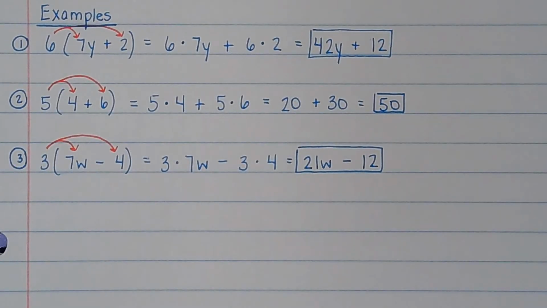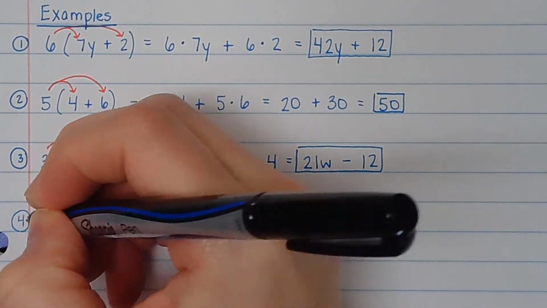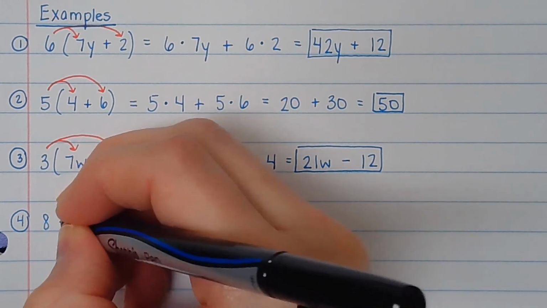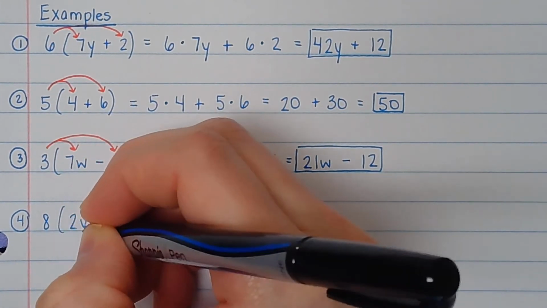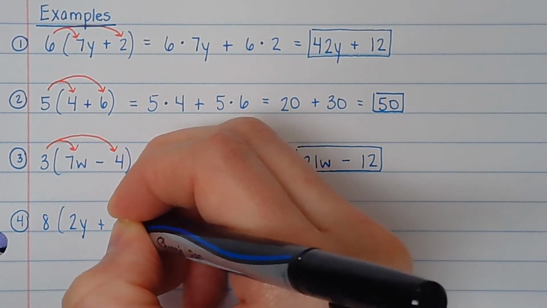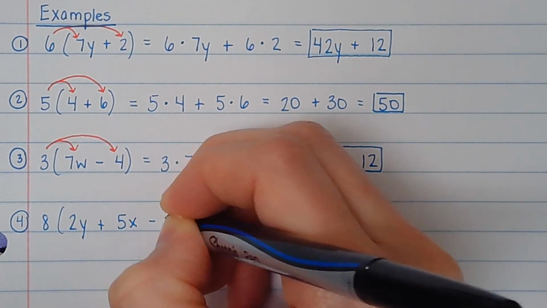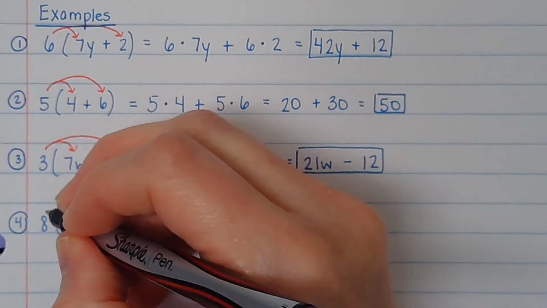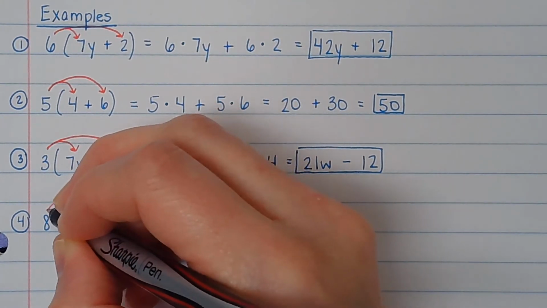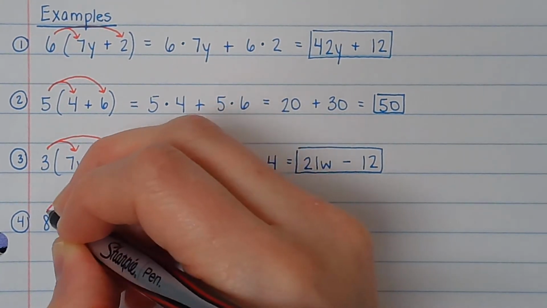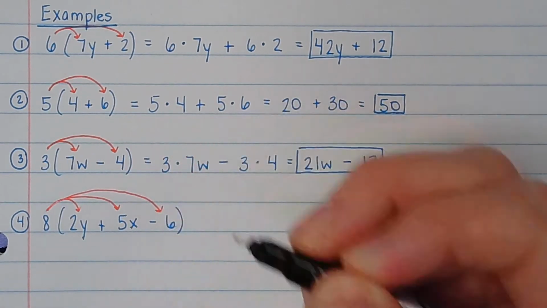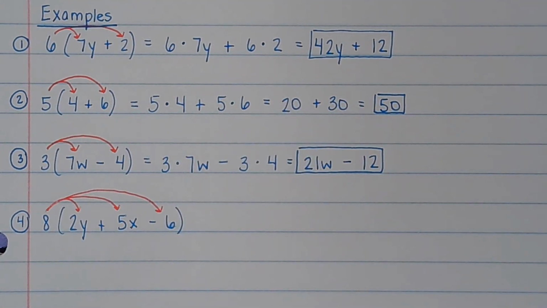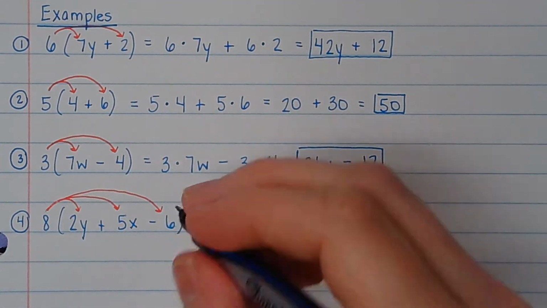What if you have one that looks like this? 8 times 2y plus 5x minus 6. Remember, it doesn't matter how many numbers, letters, or variables you have inside those parentheses, you have to do everything in there. So this, and this, and this one, all three. Let's just take them one at a time.